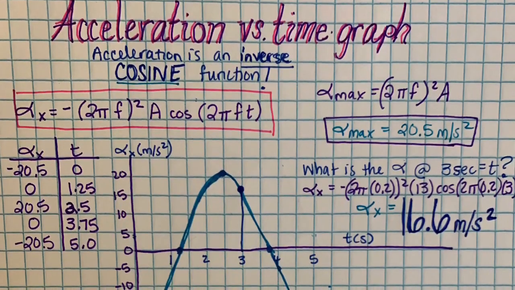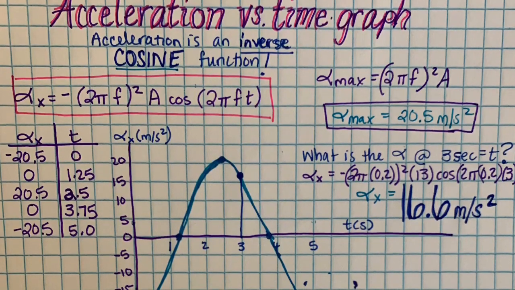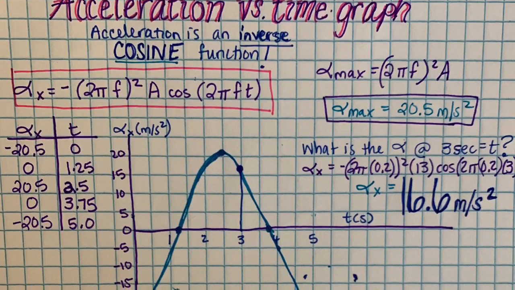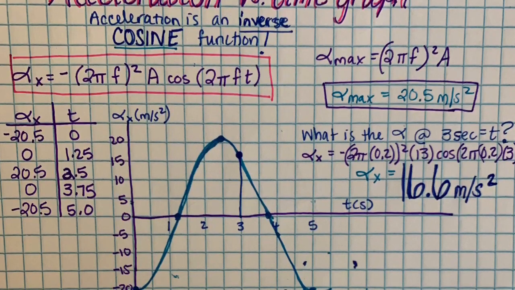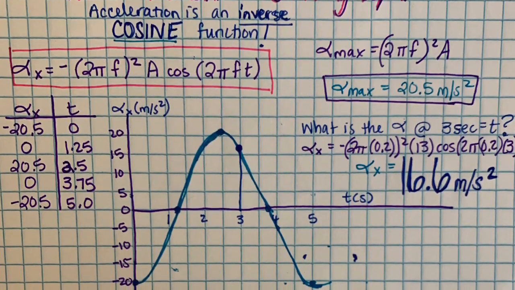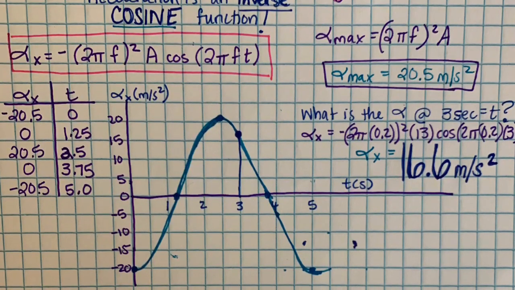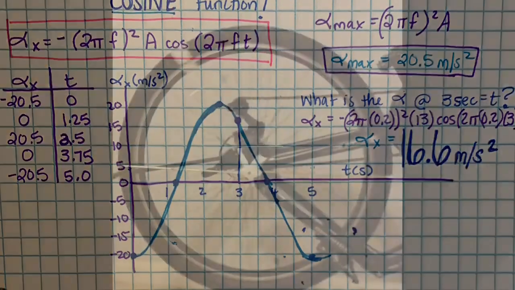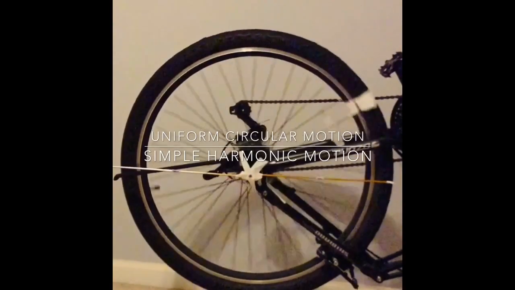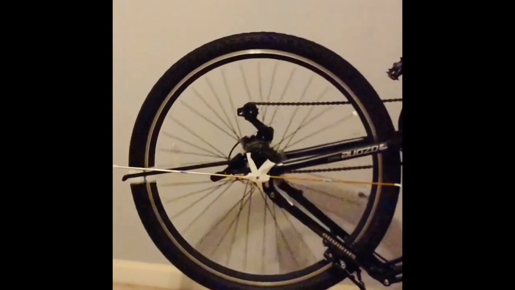As you can see by the graph, acceleration is an inverse cosine function created by using the values in the acceleration versus time table. Max acceleration equals 20.5 meters per second squared. This is the max positive and negative value of the graph. The question asks, what is the acceleration at time equals 3 seconds? Putting in 3 seconds for time and 0.20 hertz for frequency, the acceleration at 3 seconds equals 16.6 meters per second squared. By using the functions for position, velocity, and acceleration to create graphs of the circular motion of the bicycle wheel, we were able to show that uniform circular motion using the x component is in fact simple harmonic motion.